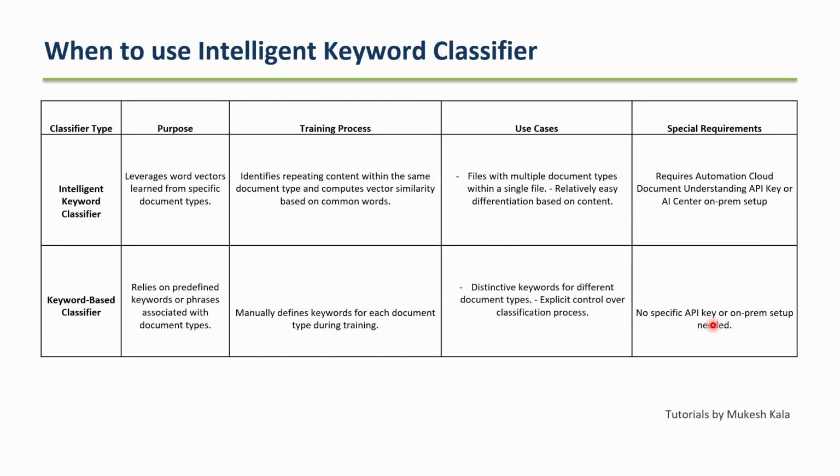One special requirement about the intelligent keyword classifier is that you need the Document Understanding API key, or if you are doing it on-prem, then you need an AI Center on-premises setup. Whereas in the keyword based classifier, you might have seen that we do not need anything, no API key and no on-prem setup is needed, right? So depending on your requirement, feel free to utilize any of the classifiers.